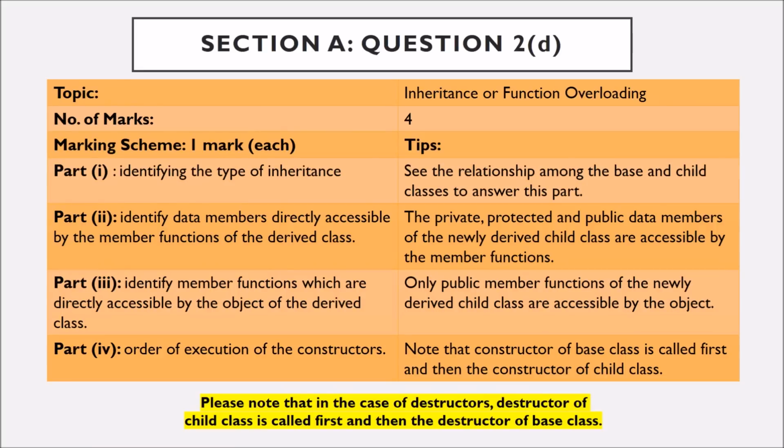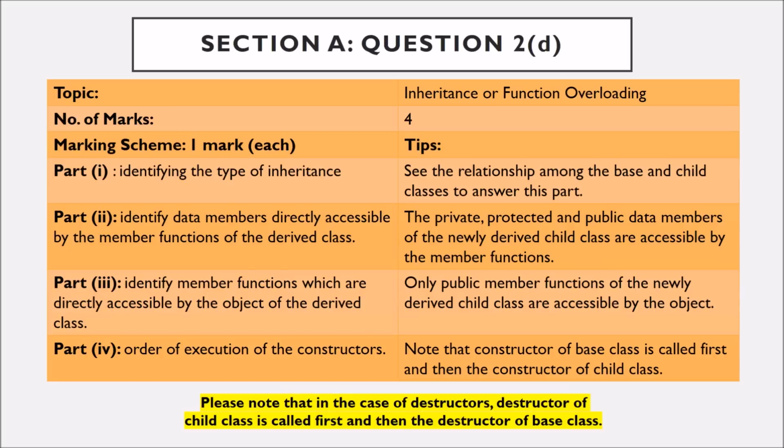Question number 2, part D, is of 4 marks. Usually this question is either based on inheritance or function overloading. If we see last 2-3 years board papers, a question on inheritance is coming. This question again has 4 parts of 1 mark each. You are advised to rewrite the child classes after derivation to answer this question.